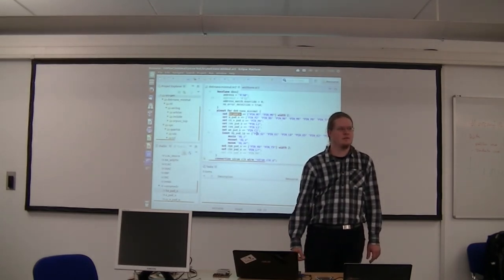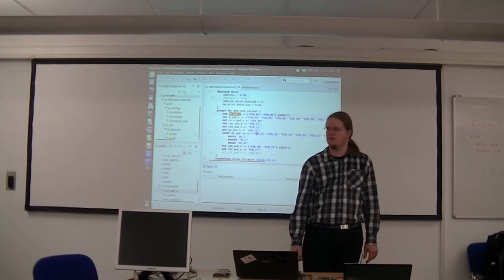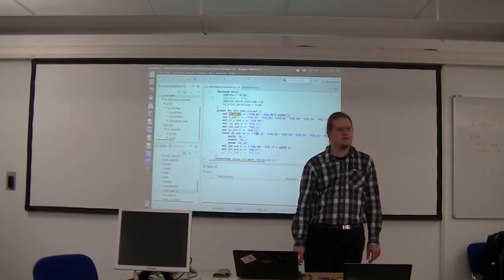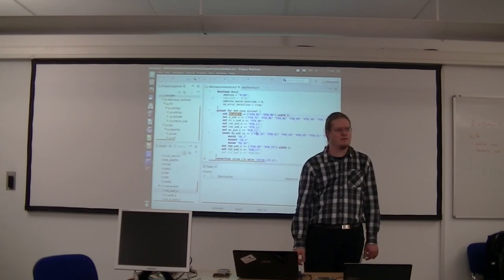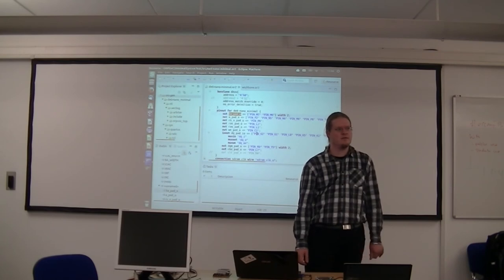What did IP-XACT used to be called? Oh, it used to be called Spirit. Spirit, and Spirit is now just an implementation of IP-XACT. IP-XACT is the standard. It's a consortium. Oh, it's the Spirit consortium, right? Yes, IP-XACT is the standard.